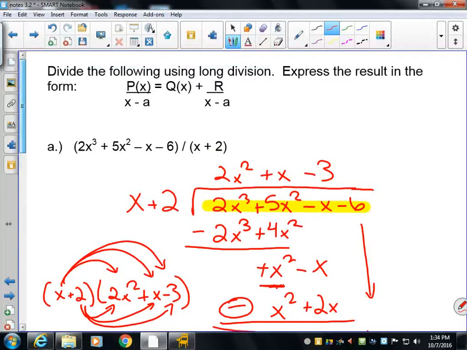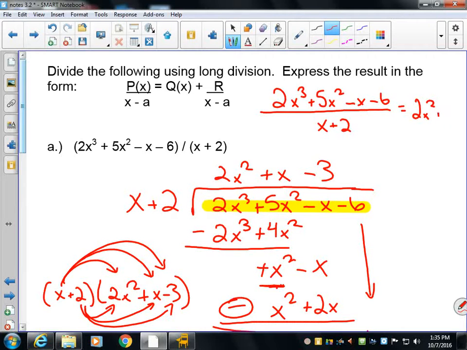Then there was this big monster thing at the very top. How can we write it in that form? What was the original polynomial? 2x cubed plus 5x squared minus x minus 6, and then it's divided by x minus a, so we're dividing by x plus 2. What does that equal? 2x squared plus x minus 3.